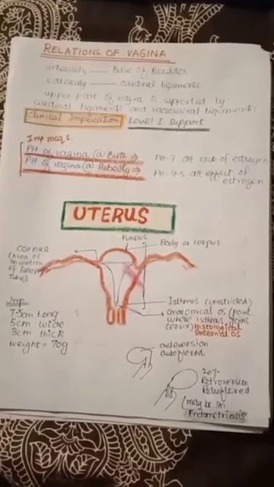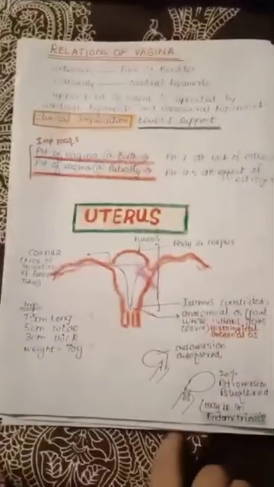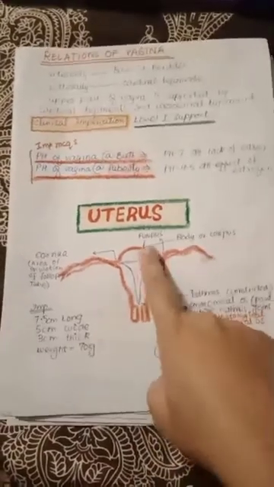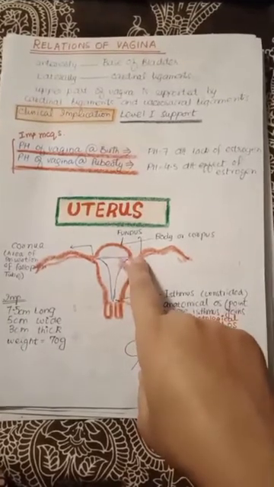And next we will discuss the uterus. The uterus has the corpus. This is the corpus. It is also called the body of the uterus. It has cornual ends.